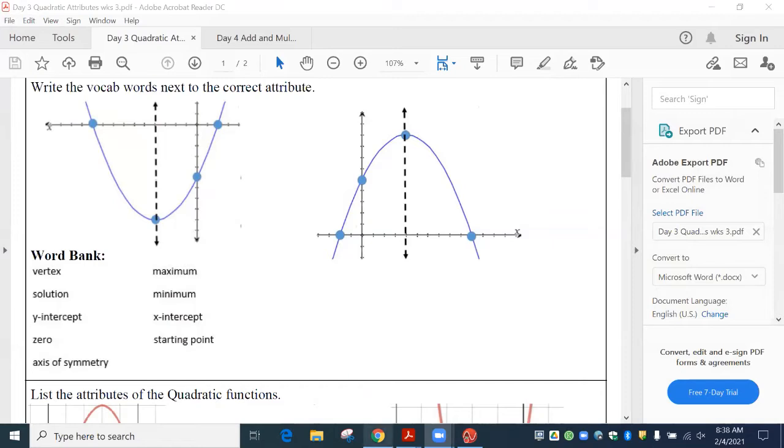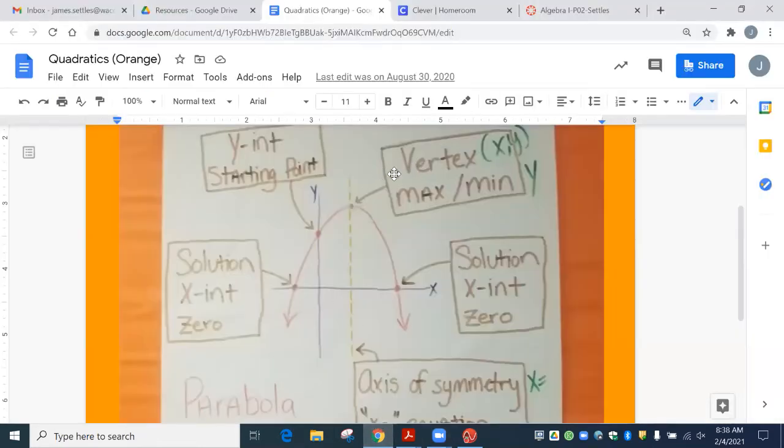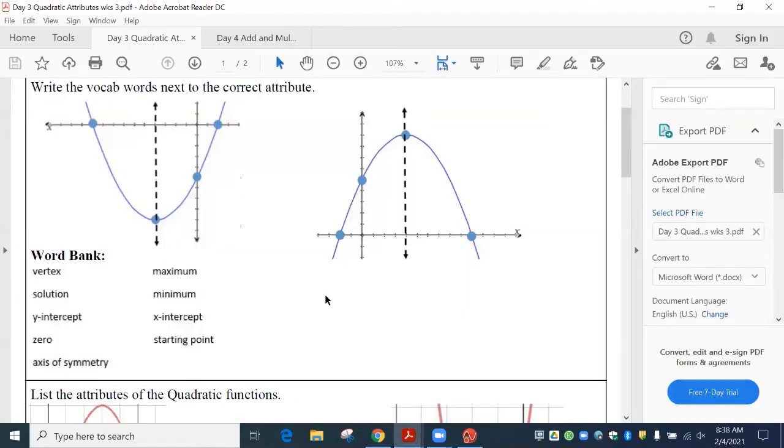All right, so the vertex is always going to be, y'all see this on this poster right here, how it's pointing to the very top right here. The vertex is either going to be the very top or the very bottom, okay? So right here, when you take a look at this, we've got the very bottom and we've got the vertex. So I want you to write vertex right here.